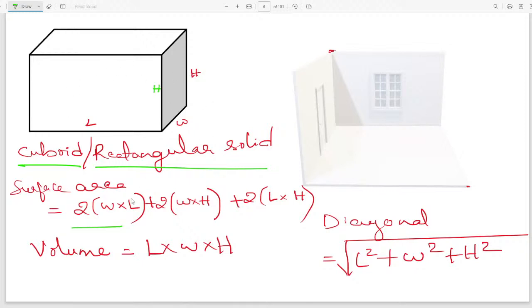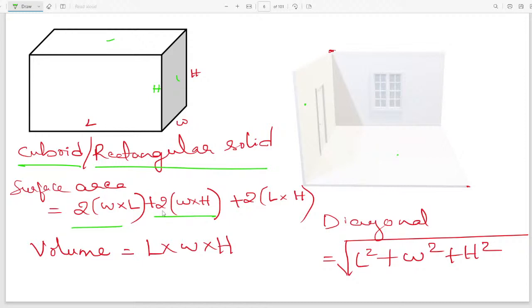2 faces will have the same area. So W into L, this into this, the bottom face and the top face, that face would be the same. The area would be the same. So that is why we have taken it as 2 into W into L. Then we have W into H. W into H is this face. This face and the one on this side, those are the same. The area will be the same.